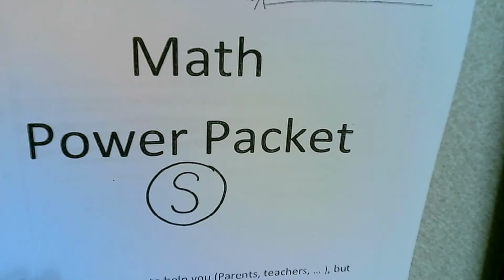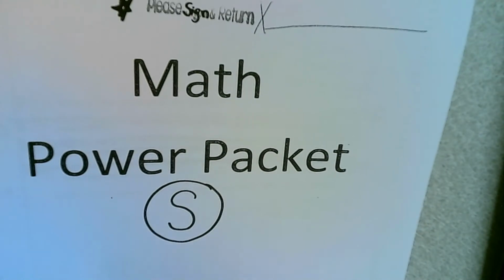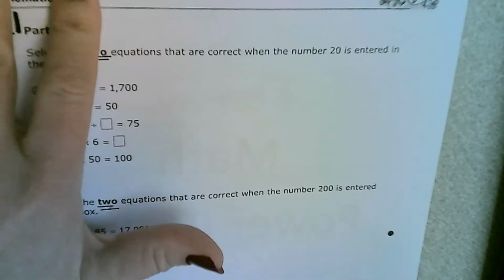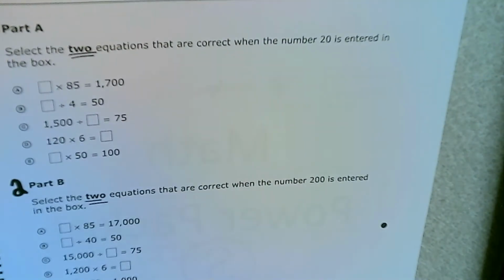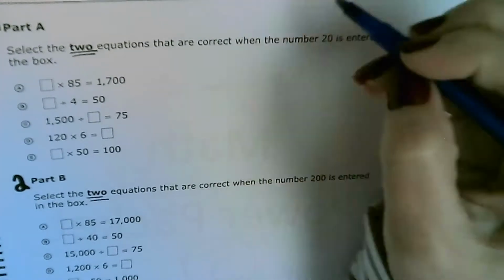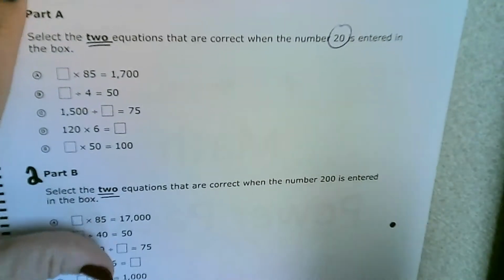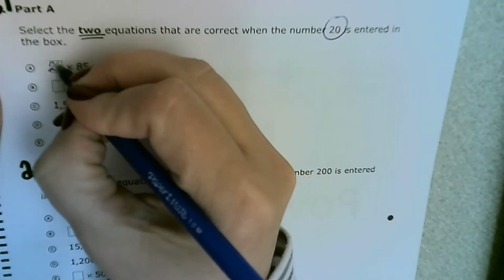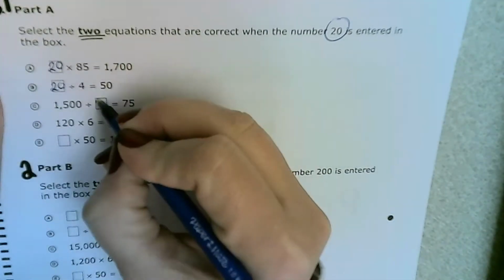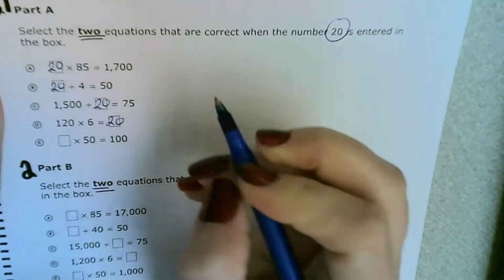We're going to be going over Power Packet S, similar to the way we went over our homework. So select the two equations that are correct when number 20 is entered into the box. So I'm just going to enter 20 in all of these boxes.